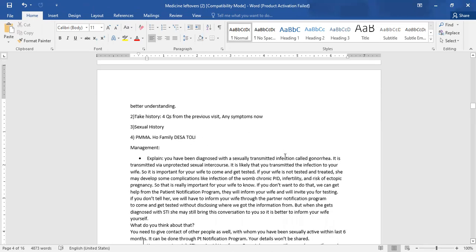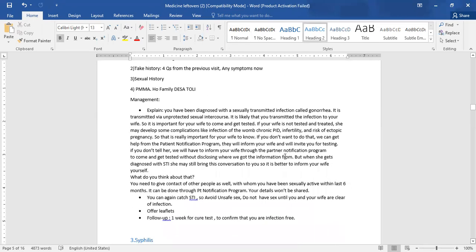Well, you have been diagnosed with a sexually transmitted infection called gonorrhea. It is transmitted via unprotected sexual intercourse. It is likely that you transmitted the infection to your wife. So it is important for your wife to come and get tested. If your wife is not tested and treated, she may develop some complications like infection of the womb or infertility, or she is at risk of ectopic pregnancy. So that is really important for your wife to know.